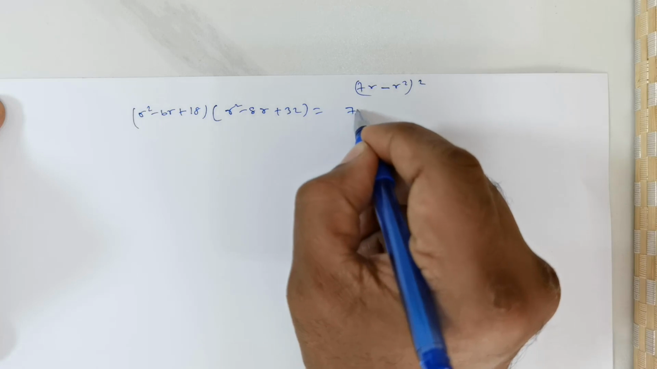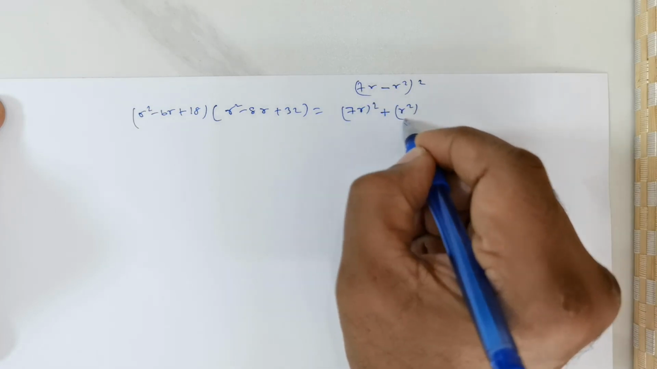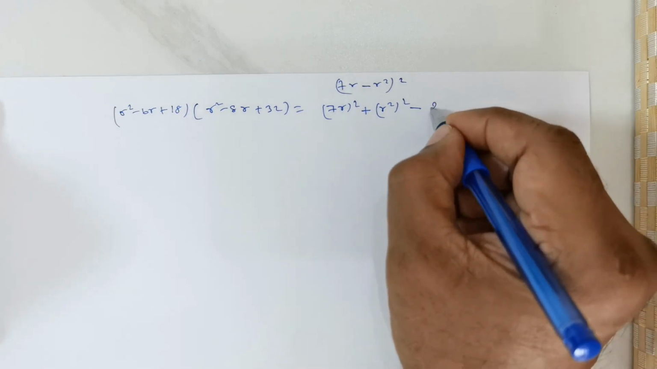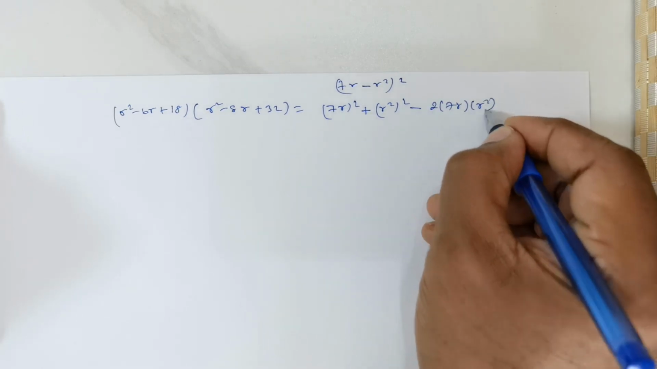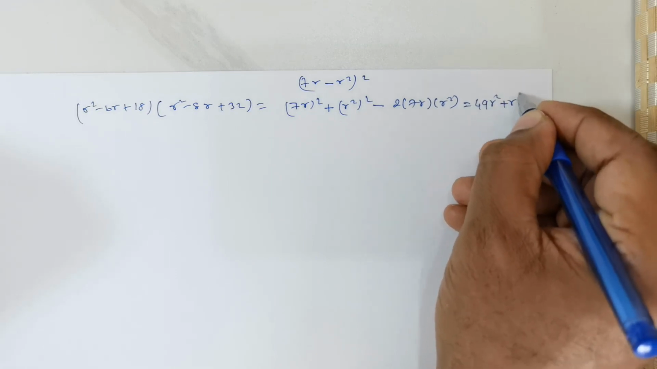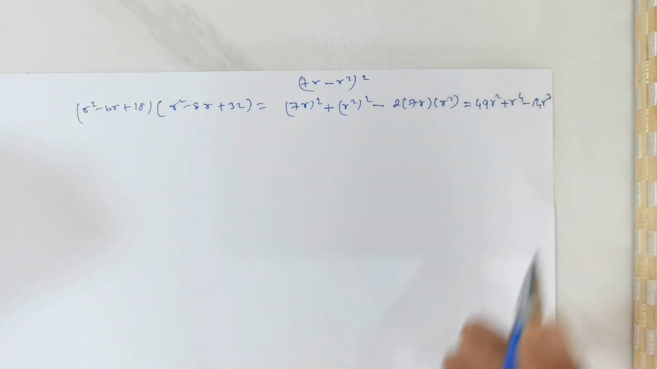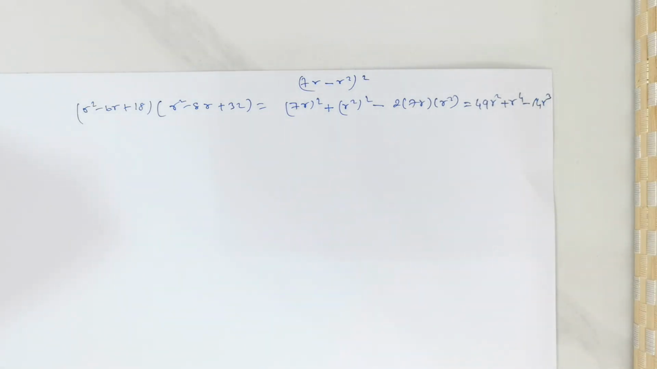So this is going to be 7r squared positive r squared raised to the power of 2 negative 2 times 7r times r squared, which is going to be 49r squared plus r to the power of 4 negative 14r cubed. This is what we have got.